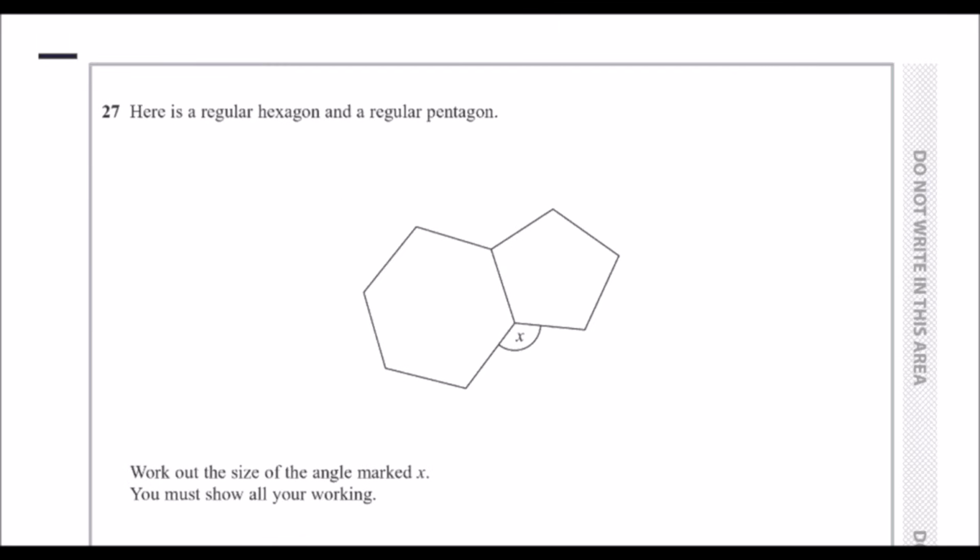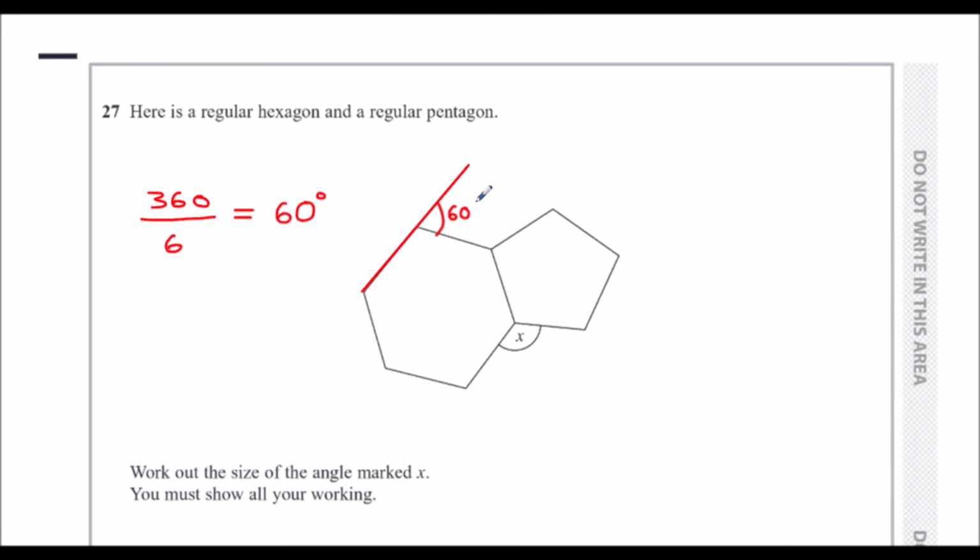Question 27. Here is a regular hexagon and a regular pentagon. Work out the size of angle X. So the angle in between the regular hexagon and the regular pentagon. So all the exterior angles add up to 360. So the exterior angles are the angles on a straight line with the interior angles. This angle here is an exterior angle. So 360 for the hexagon divided by 6. It's got 6 angles. 1, 2, 3, 4, 5, 6. So 360 divided by 6 is 60 degrees.